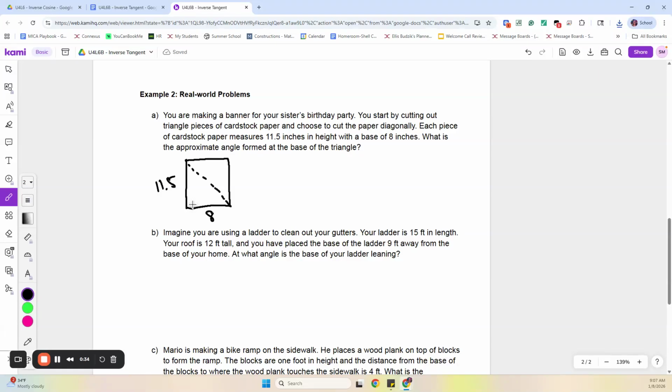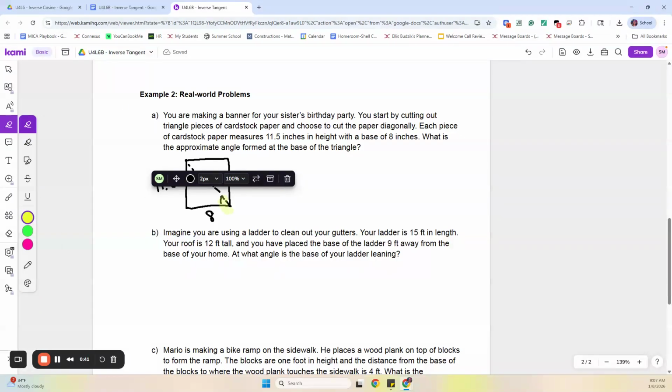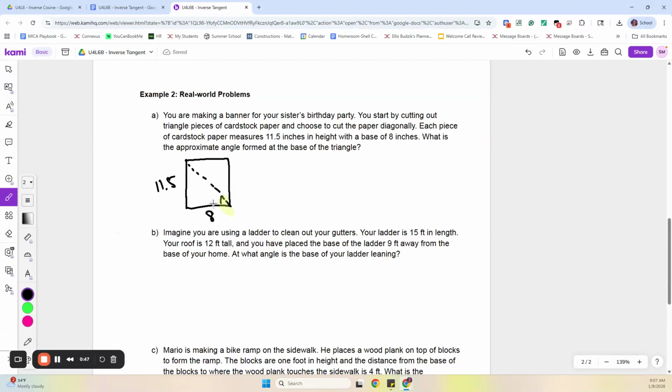What is the approximate angle formed at the base of the triangle? So this angle down here. So what we're going to do is highlight that angle. This is going to be our opposite side. The 8 is our adjacent side. So if I have opposite adjacent, again, we can refer back to SOHCAHTOA if we need to. Opposite and adjacent go with tan. So tan of my angle, I don't really have that angle, so I'm just going to label it as theta, equals my opposite over my adjacent.